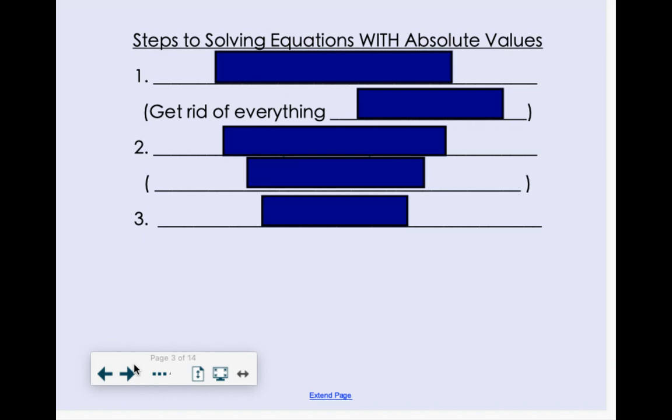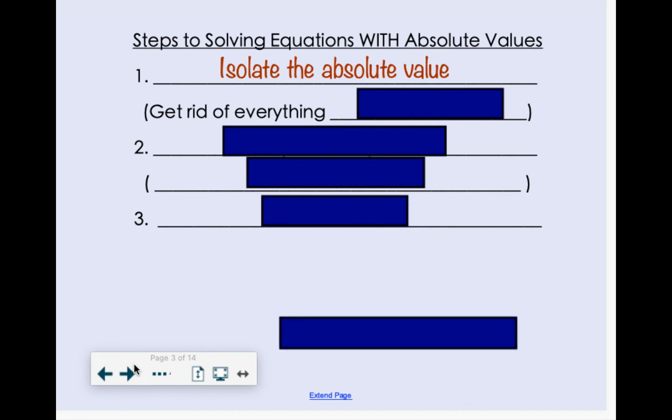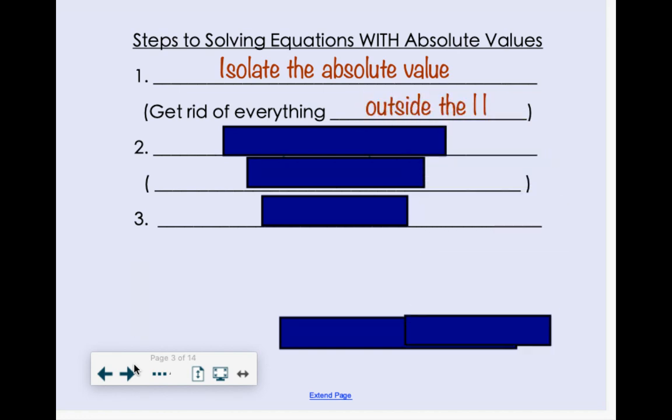All right, moving on. As we're solving absolute value equations, the first thing you want to do is get the absolute value by itself. So isolate it. This means getting rid of everything outside the absolute values. If it's not 11, it's not just two random lines, that is an absolute value. Okay, so you only want the absolute value left on one side.